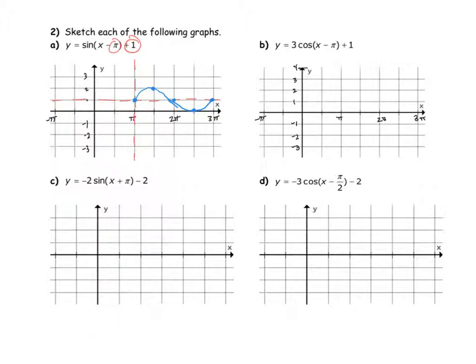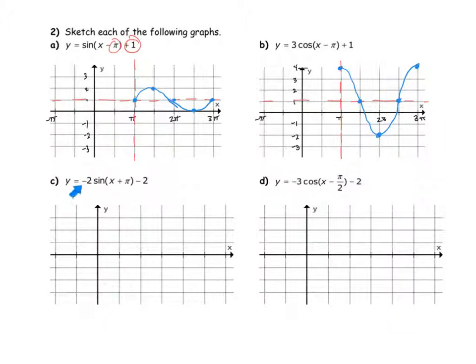So again, I'm going to draw my midline at 1, my horizontal starting place at pi. And then this is a cosine graph, so it's not going to start at that corner, it's going to start 3 up, whatever my amplitude is, so it's going to start right here. So my first point, down to the midline. I'm going to go down 3 for that A value, back to the midline, and up. That's going to be my transformed cosine graph.